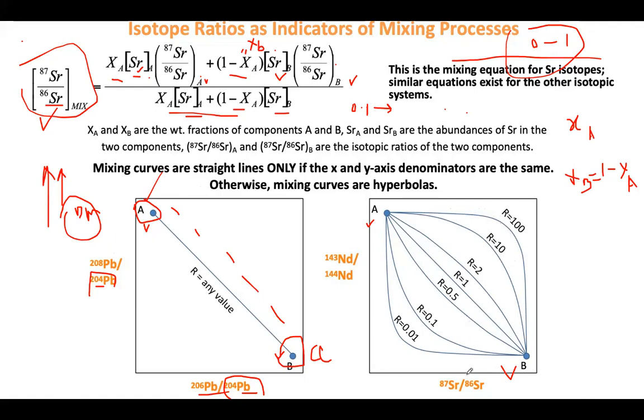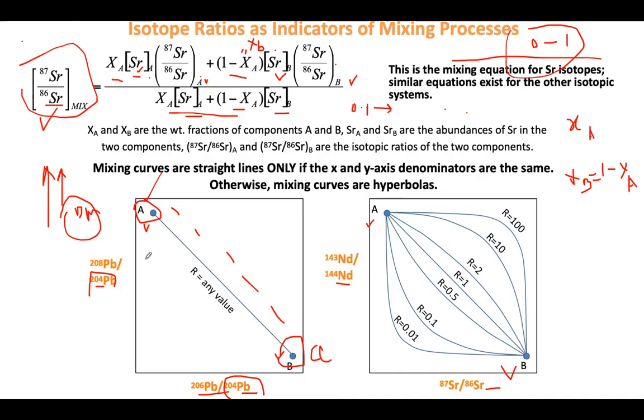Different ones. So here you see, here you have neodymium and here you have strontium. So you can't get any straight line. But there is one occasion where you get a straight line also, but usually it's parabolic. Oh, sorry, hyperbolic. Okay, right. Anyway.